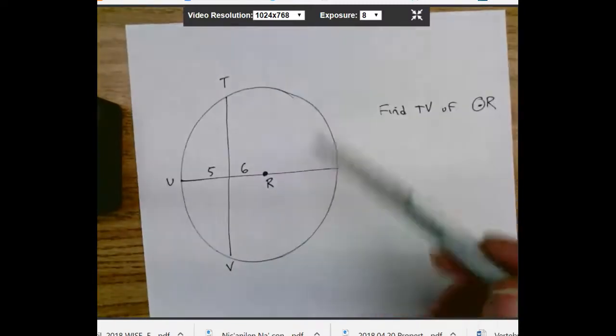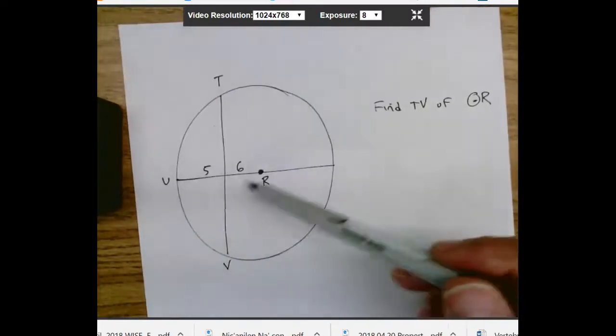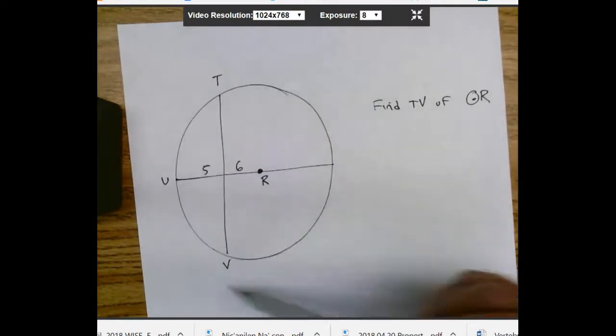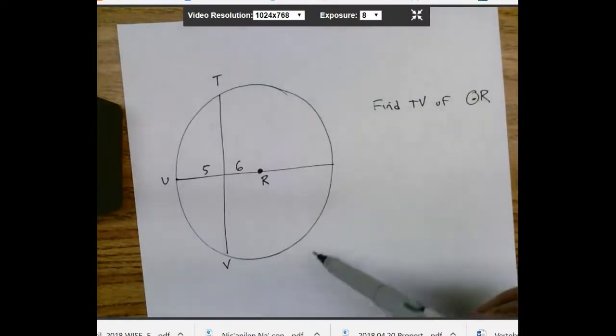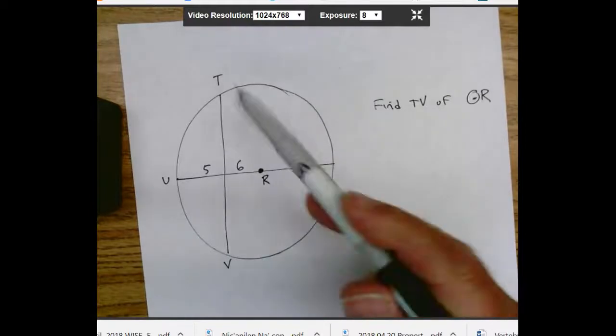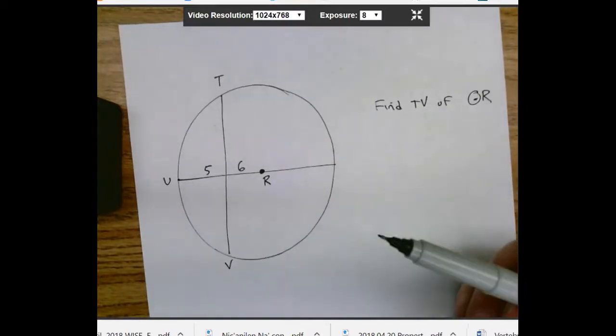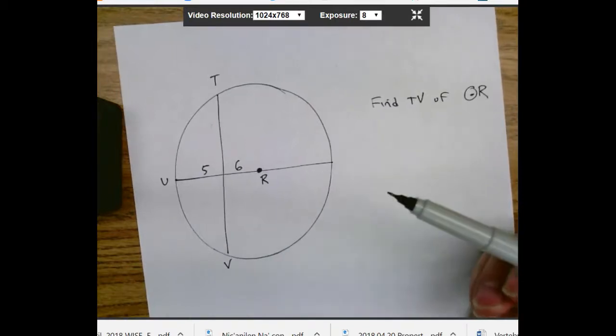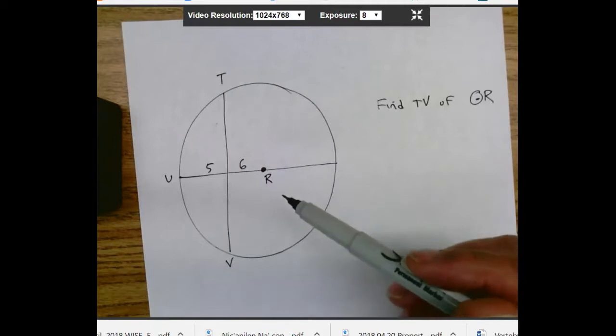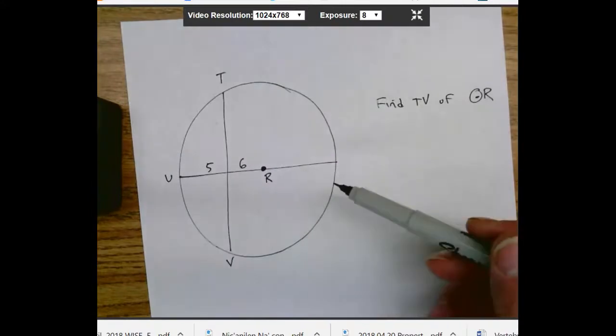So here we have another one. We have another triangle. We have another circle R. And I want you to find TV. So what is this length? And you're probably thinking, what in the world? I have nothing here, right? But you do. You have other things that you can figure out because of things that are already on here.